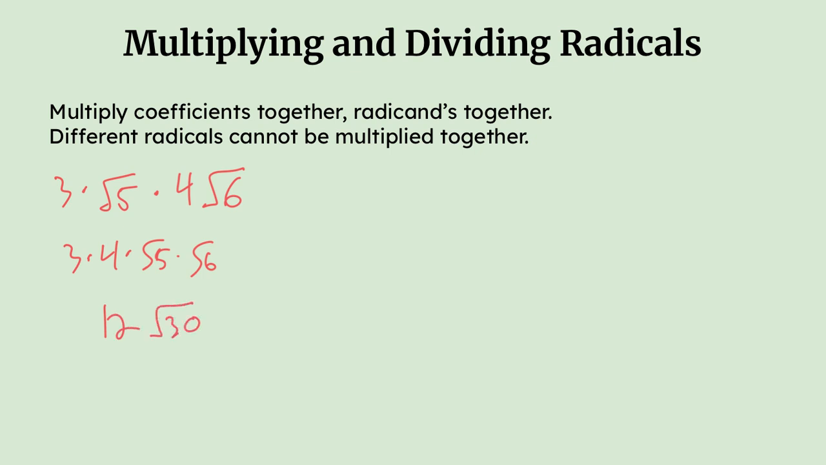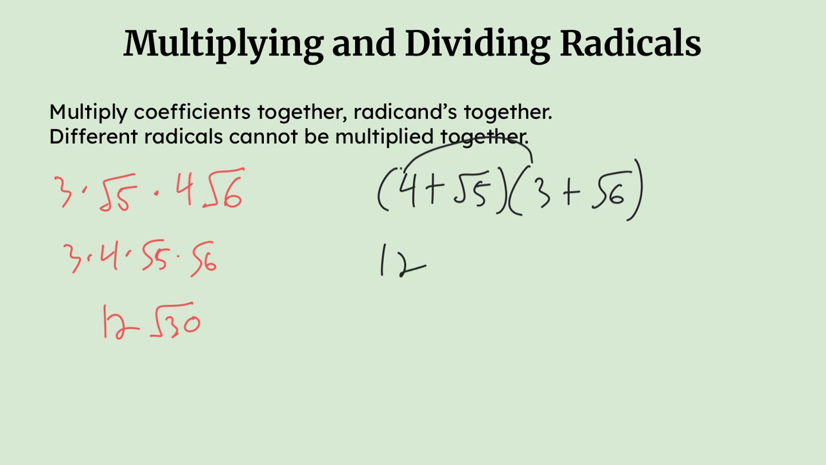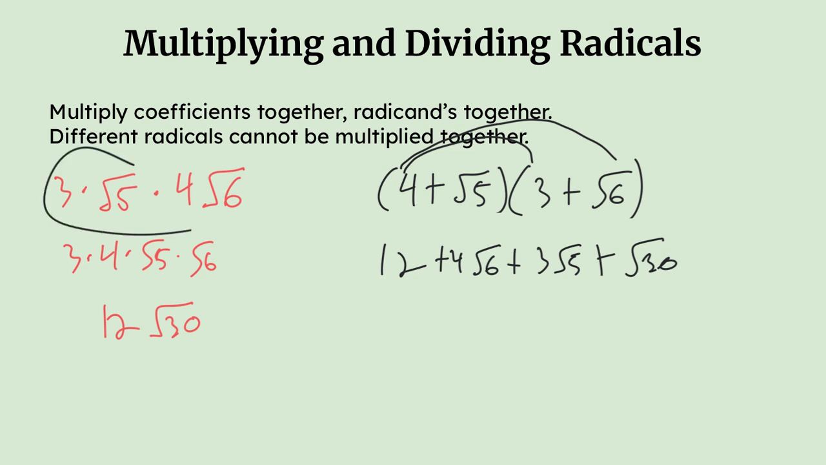Okay. The FOIL, which is a good question, whenever there's plus or minuses, your life gets much harder. Here you have to FOIL that. So you would do 4 times 3 is 12, plus 4 square root 6 plus 3 square root 5 plus square root 30. But if it's all multiplication or if it's all division, you can just rearrange it and do like things together. Cool.